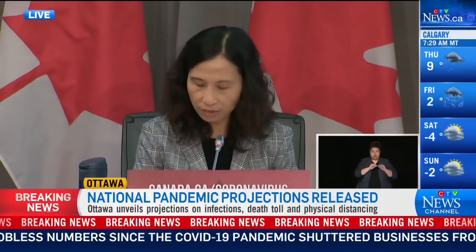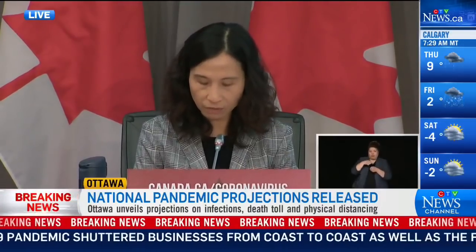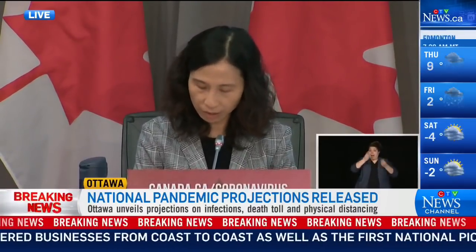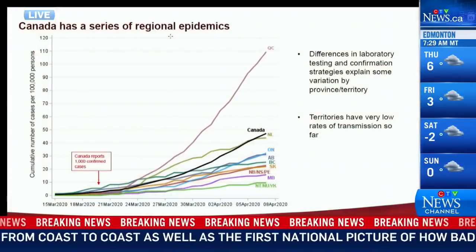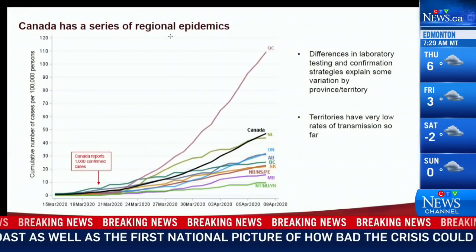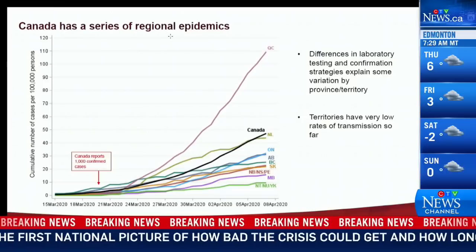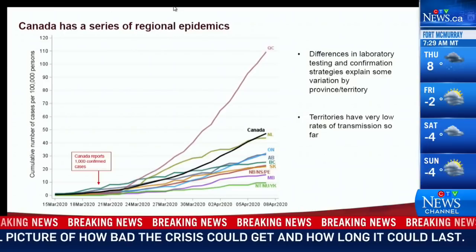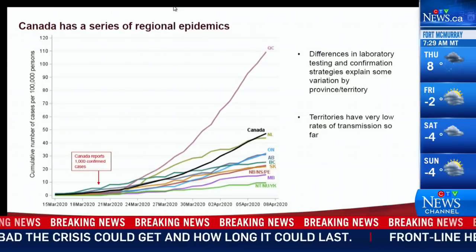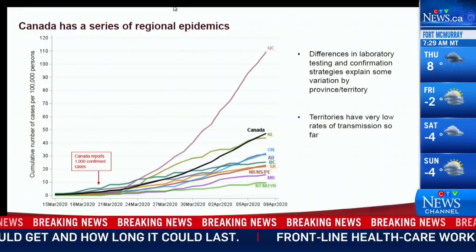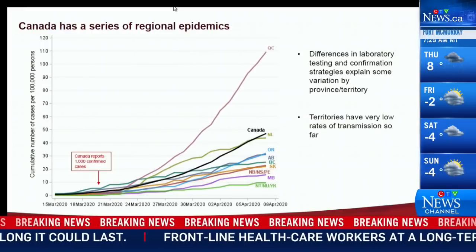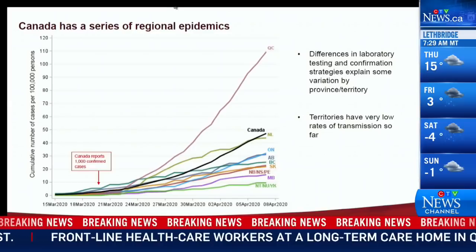So slide 7. The impact of the virus is local. Canada's cumulative case curve, which is in the black solid line, is an aggregate of a series of regional epidemics. Many factors, such as differences in the timing and pattern of community spread, for example, the timing of March break, or changes in laboratory testing, and the introduction of different public health measures on slightly different timelines, can lead to regional differences.